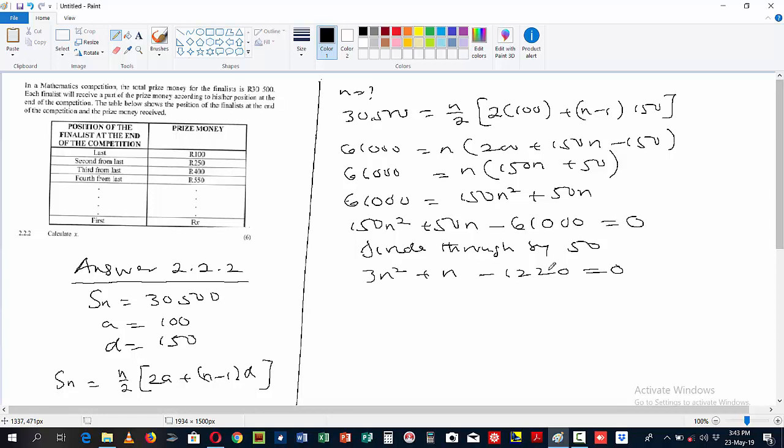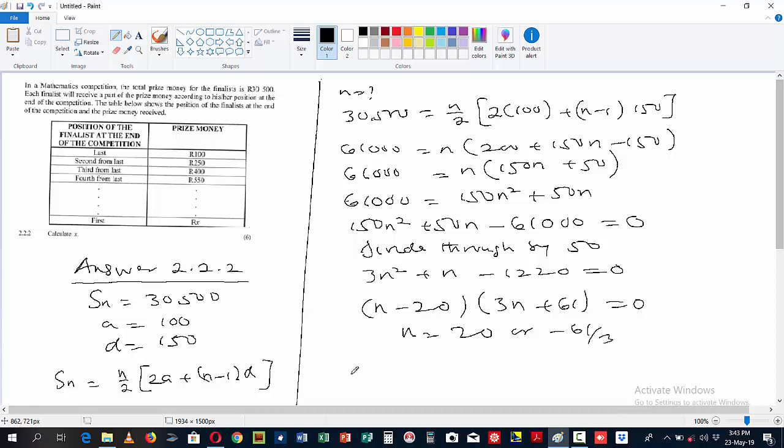Now we can factorize this. You can use the quadratic formula. We can also use the factorization method. When you factorize it, we have minus 20 and plus 61 as factors of minus 1,220. So which means we are going to have n minus 20 into 3n plus 61 equal to 0. Now we need to solve for n. So n is therefore 20 or minus 61 over 3.